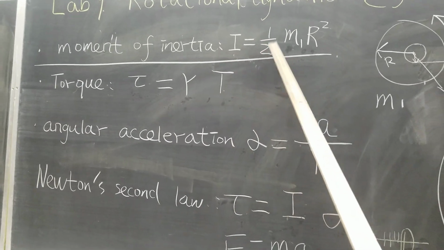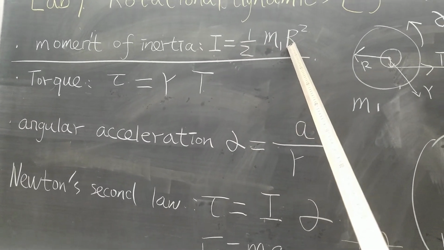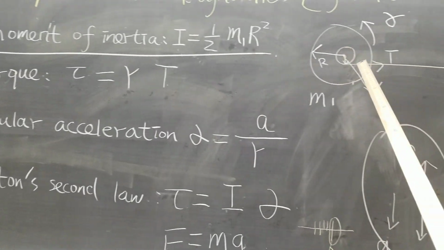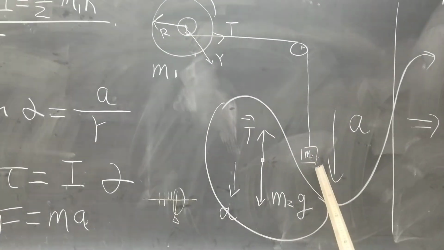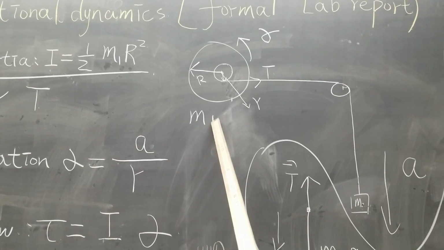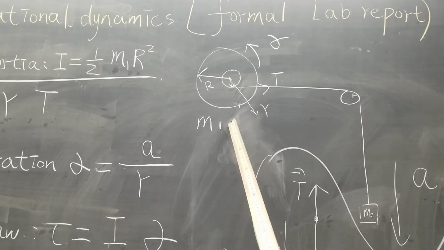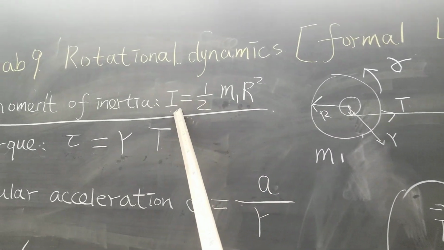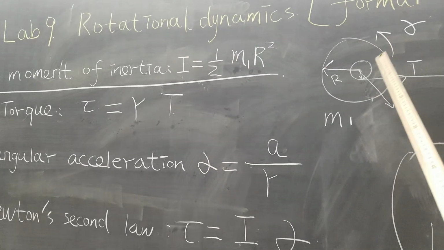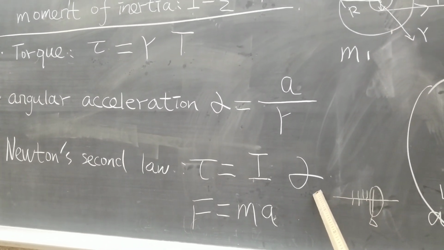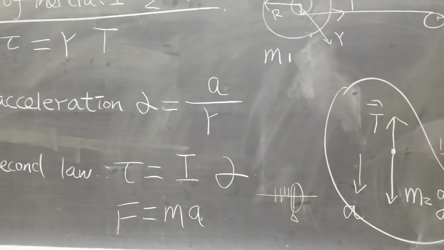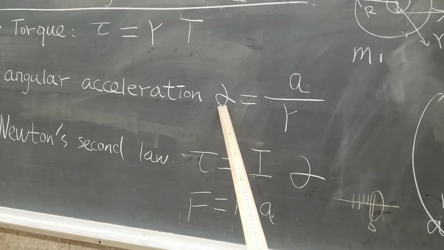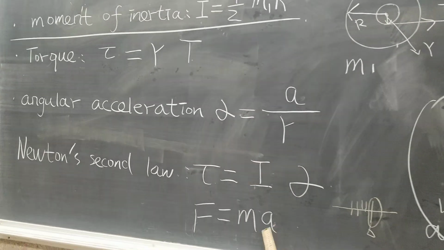The moment of inertia depends on the mass and the mass distribution, and for a uniform disk, it's going to be 1/2 mR squared. In this lab, we have the big disk and the hanging mass. We use little m1 to label the mass of the big disk, and big R is the radius of the disk. Using this equation, we can find the moment of inertia. The angular acceleration of the disk, alpha, is related to the linear acceleration of the hanging mass, and a over r just gives the angular acceleration. So these are 3 equations.